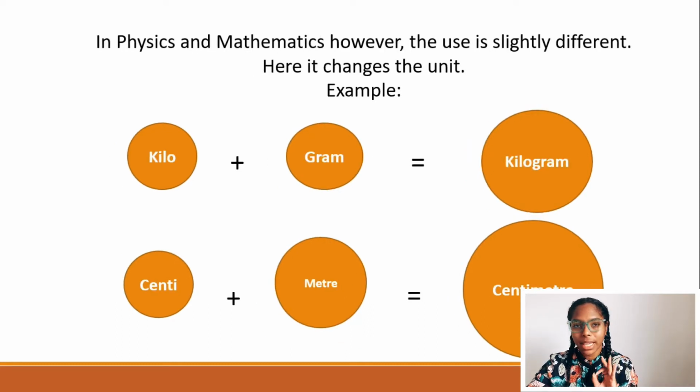Here, it changes the unit. So we know gram is a unit of mass. If we put a prefix kilo in front, or kilo, like some people like to say it, then now we have kilogram. So kilo is the prefix, you add it on to the root, in this case gram, and you have kilogram. In the same way, you have meter, then you have centi as a prefix, and you add that centi in front of meter, and now you have centimeter.